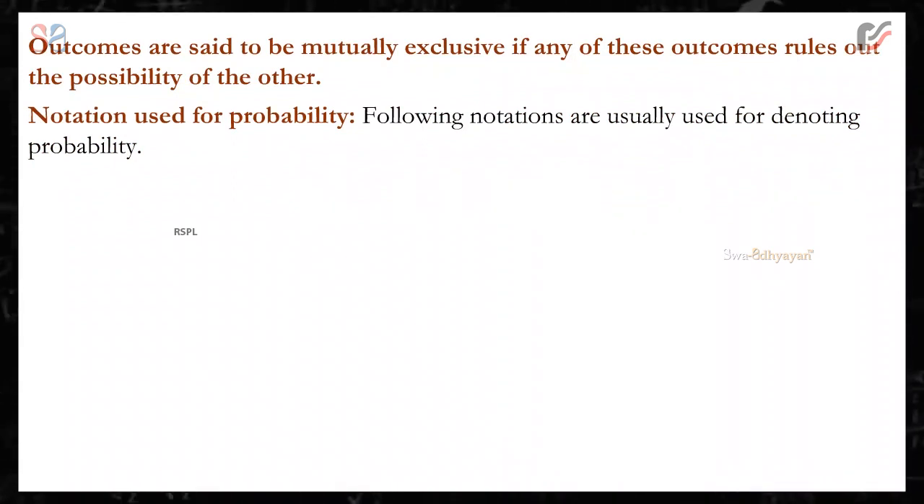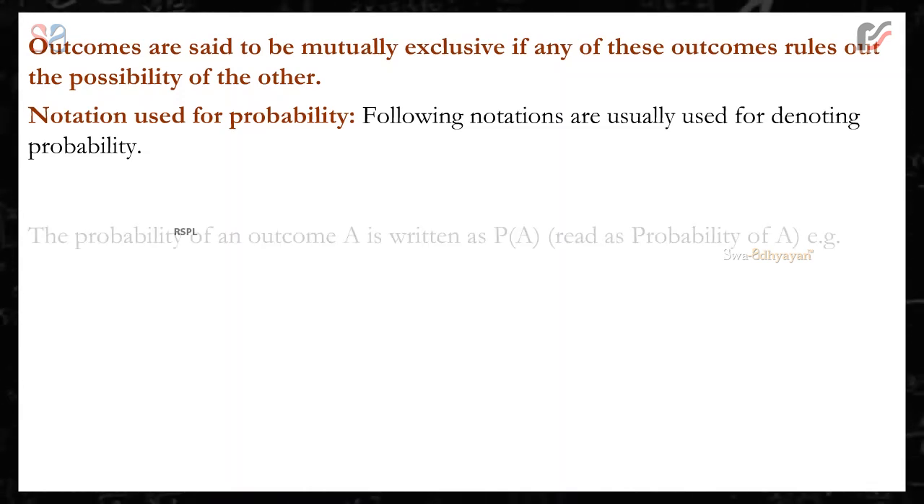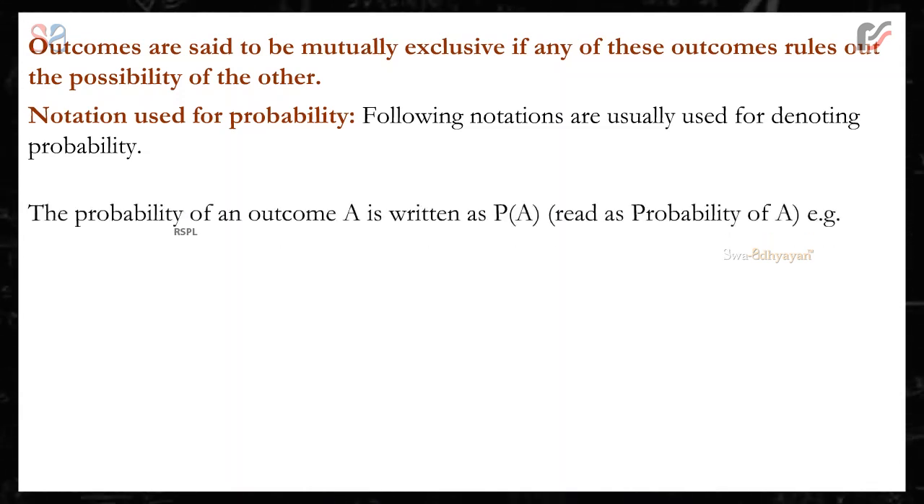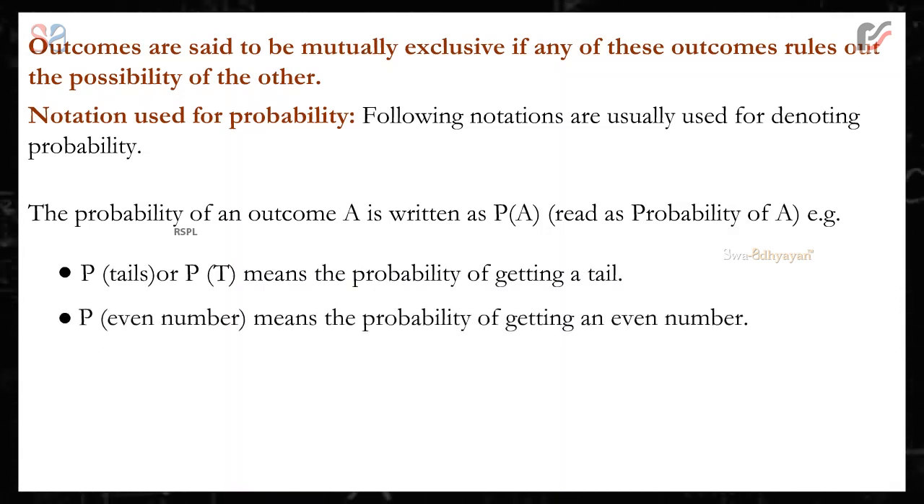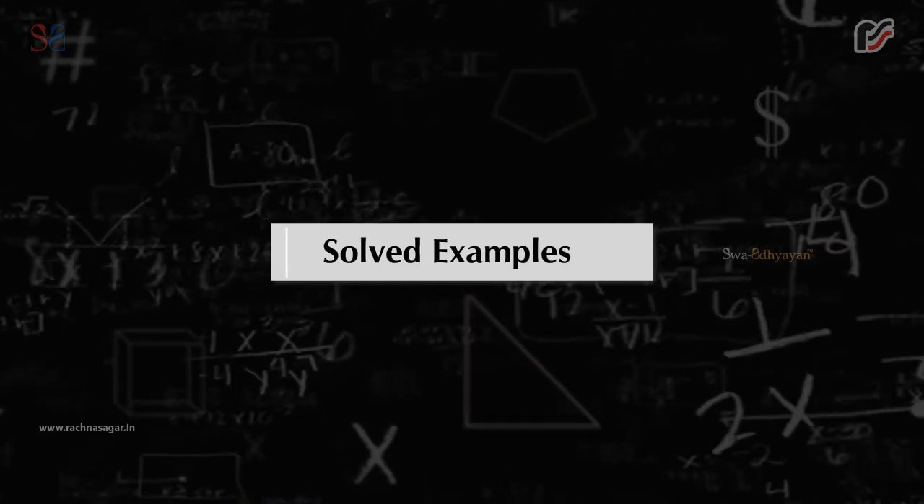The following notations are usually used for denoting probability. The probability of an outcome A is written as P(A), read as probability of A. Example: P(tails) or P(T) means the probability of getting a tail. P(even number) means the probability of getting an even number. Solved examples.